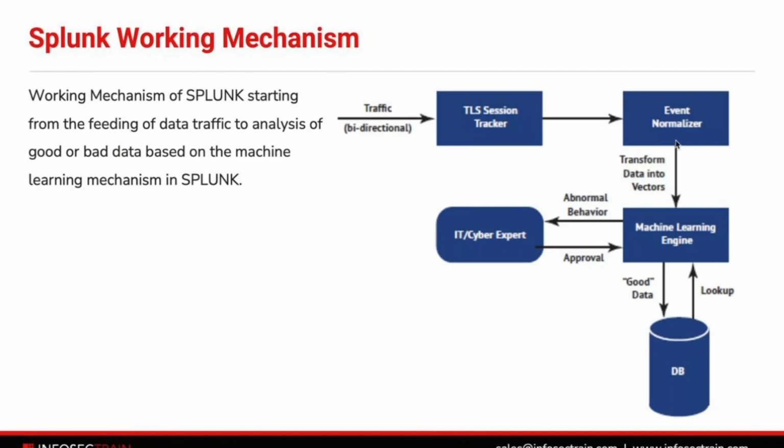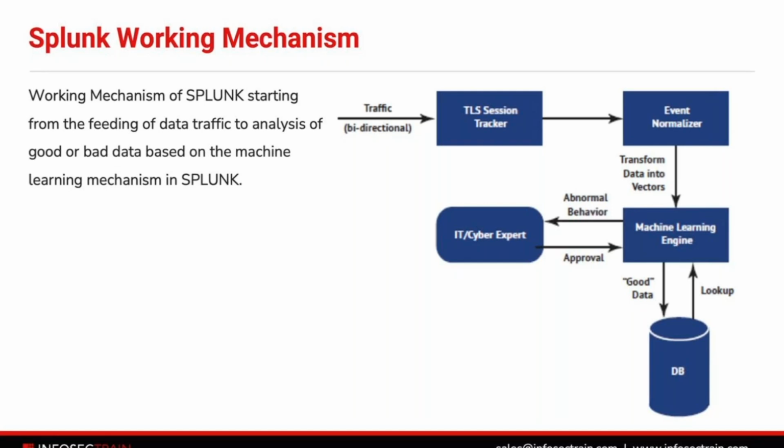Now what is this event normalizer? The event normalizer transforms this data. What is this data? This data is nothing but the traffic, the network packets, which contain details like the source IP, destination IP, and the payload in the network packet. The event normalizer converts this data into vectors. Why is it converted to vectors? Because the machine learning engine, which is integrated with artificial intelligence, will not understand data, it understands vectors, which is just like imagining a 3D, three-dimensional version of the data.